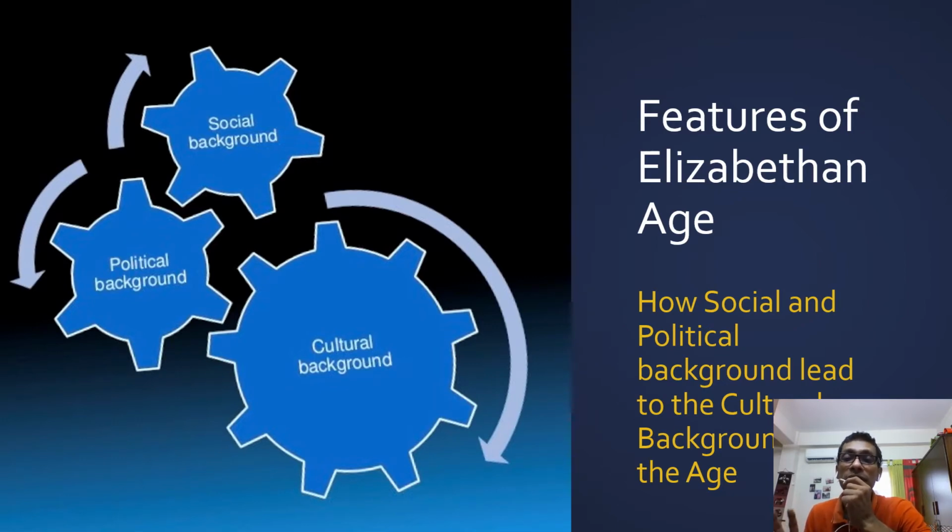So it is very clear from this picture how social background and political background influence the cultural background of the age and the literary period of that time. It's very important, and we can see that from this picture. Let's go to the next part of our presentation.